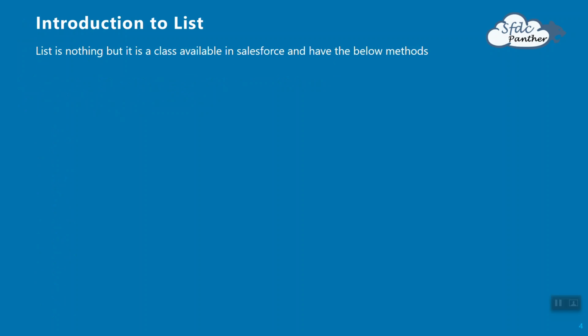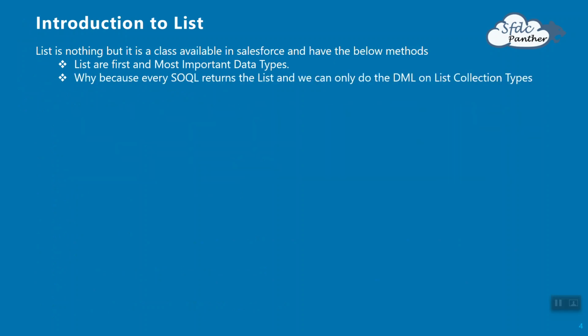Before going to the methods, we will see why list is a primary collection and why it is more important when we are working in Salesforce. This is the first and most important data type, and why? Because every SOQL returns a list, and we can only do DML, which means inserting records in bulk, with the help of the list data type. We cannot use map or set to perform any kind of DML on any SObject.